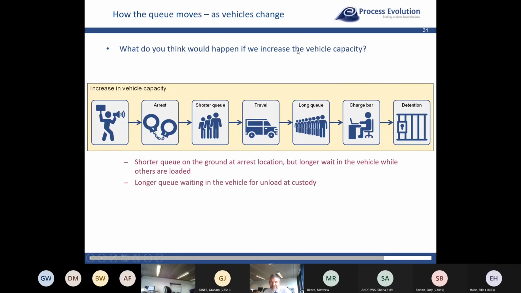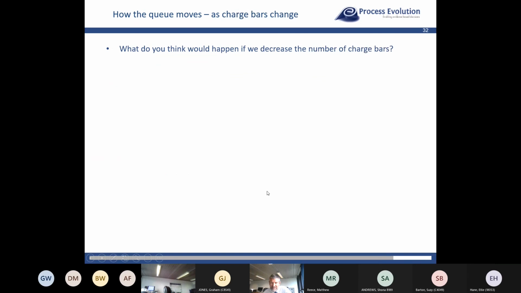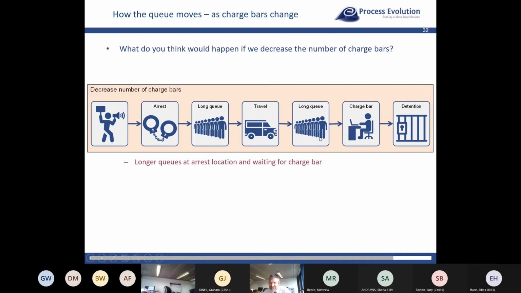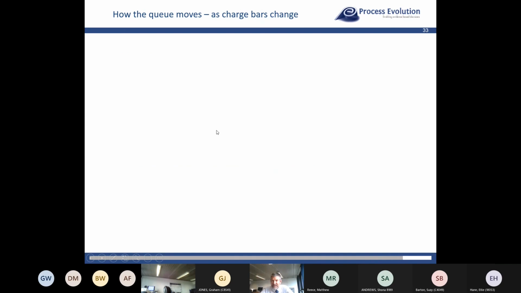So let's look at what happens if we increase the vehicle capacity. Well, again, we get a shorter queue here because the vehicles can carry more people. But again, there's a longer queue of people waiting for the charge bar. So immediately, it's not just about vehicles. If we decrease the number of charge bars, which sounds like a stupid thing to do, we get a long queue waiting for the charge bar and a long queue waiting for a vehicle.